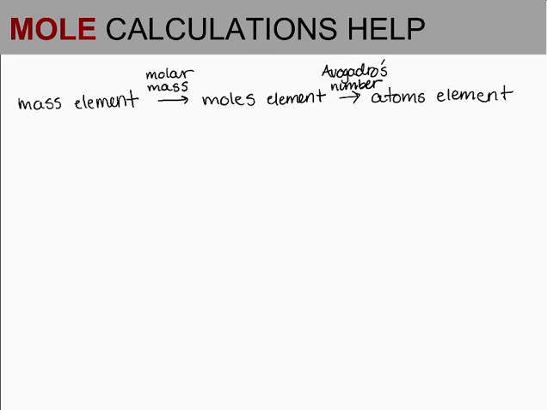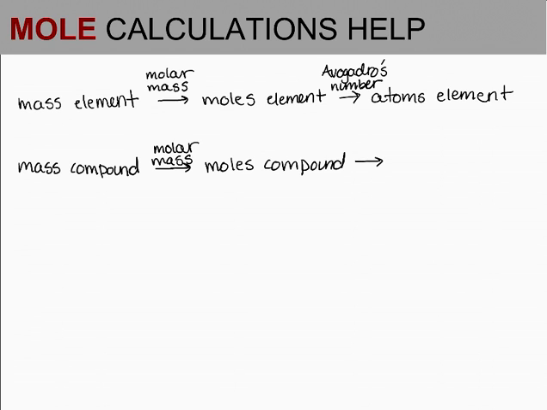Now you can do the same thing for compounds. If you're given the mass of a compound, you can convert that to moles of the compound, and all you need is the molar mass. Now, for a compound, you'll probably have to calculate the molar mass. You can't just look at the periodic table like you can for an element.